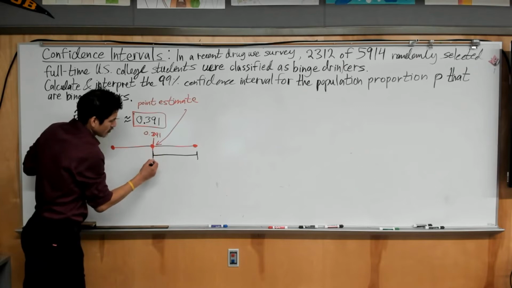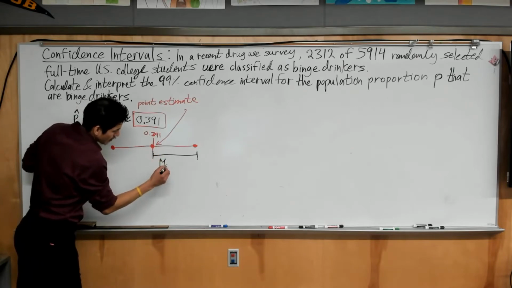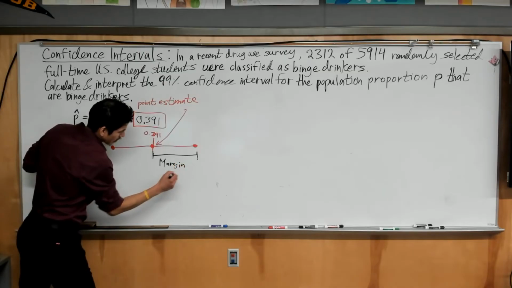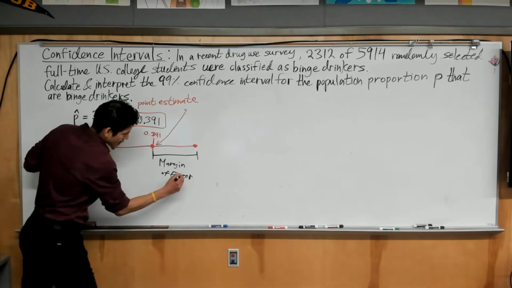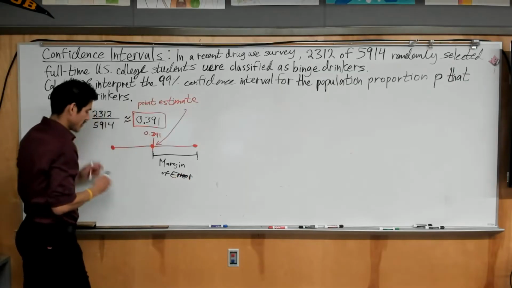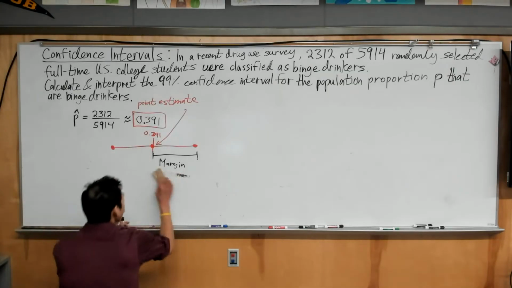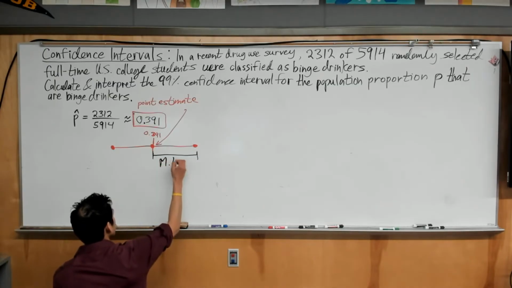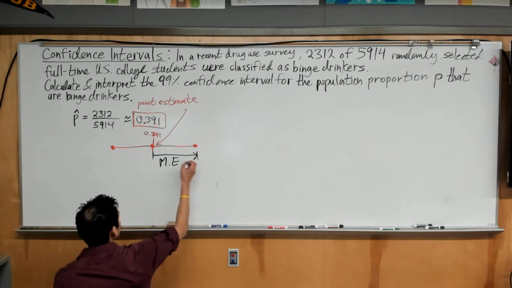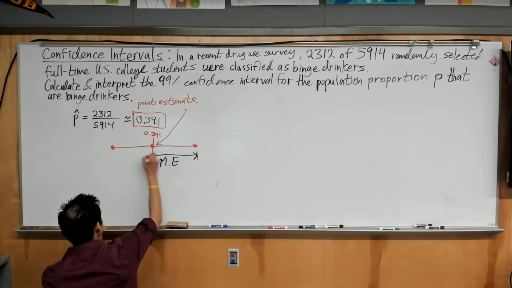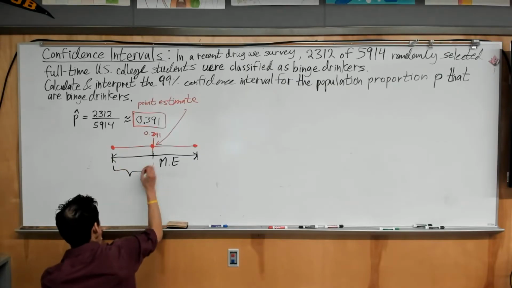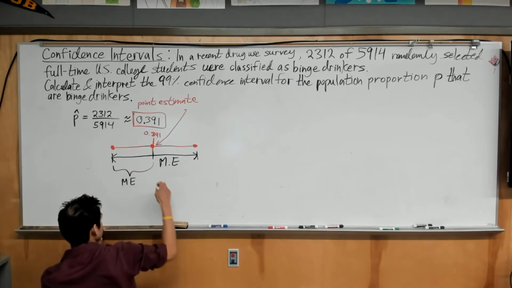So this interval will still be centered at 0.39, and it's going to go to the right some amount, which we call the margin of error, ME for short. I'm going to write ME because you should remember this. ME, this far. But also, since this is the center, we're going to go that same length to the left, below. So ME is also this length, just in the negative direction.